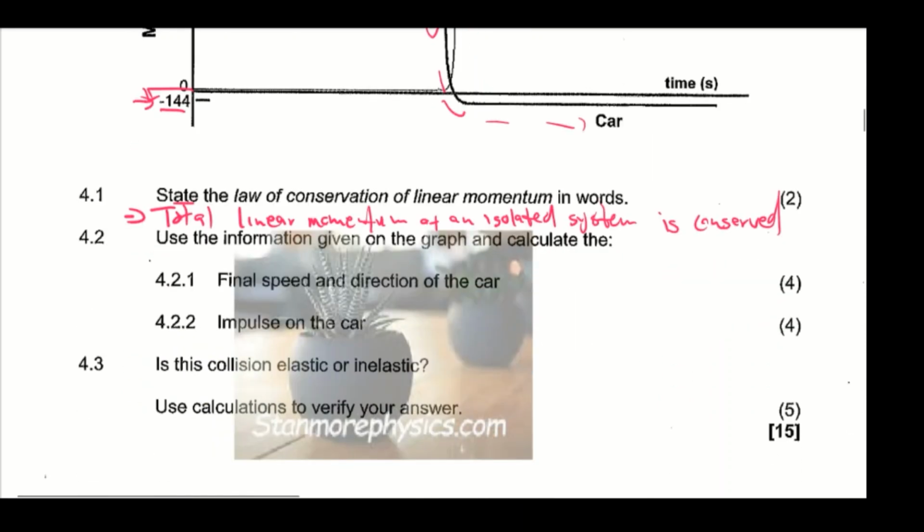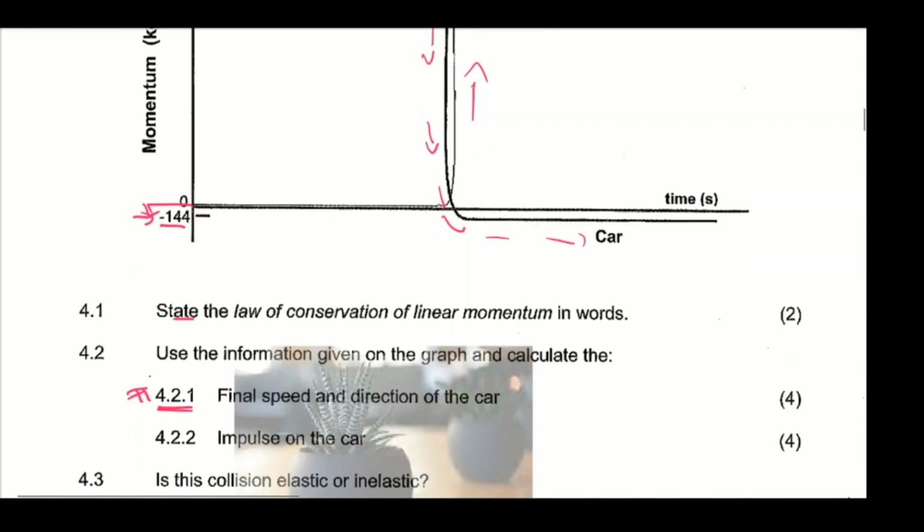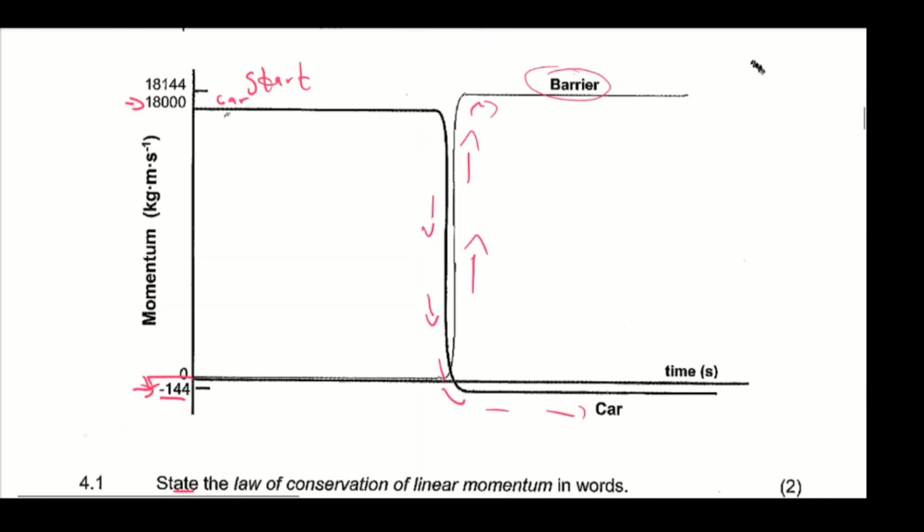Now let's go to question 4.2. It says that use the information given in the graph and calculate the following. So 4.2.1, we are asked to find the speed and direction of the car. How are we going to find the speed and direction of the car? We know very well that this is the initial momentum of the car, and this is the final momentum of the car, right?